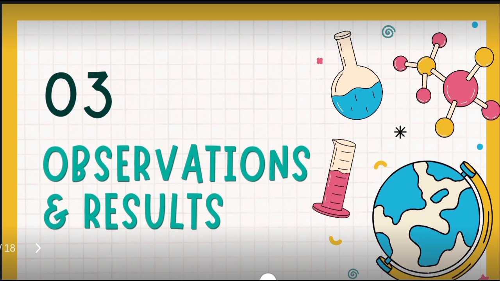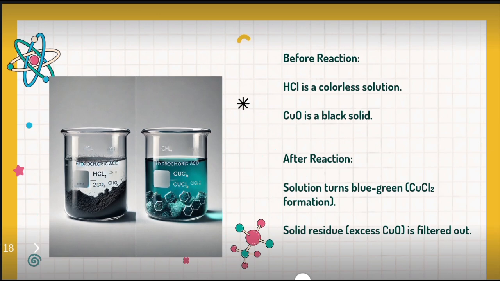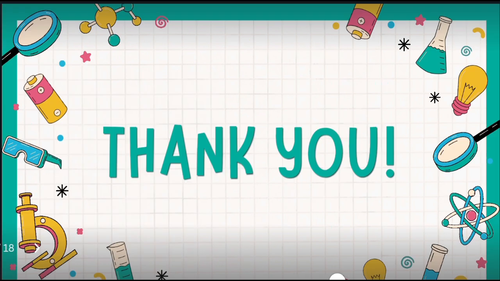Observations and results. Before the reaction, hydrochloric acid is a colorless solution. Copper oxide is a black solid. After the reaction, the solution turns blue-green, with no solid residue because excess copper oxide is filtered out.